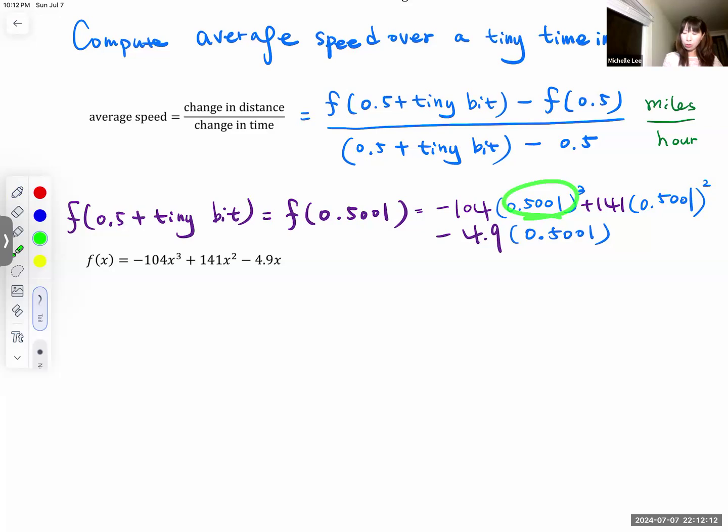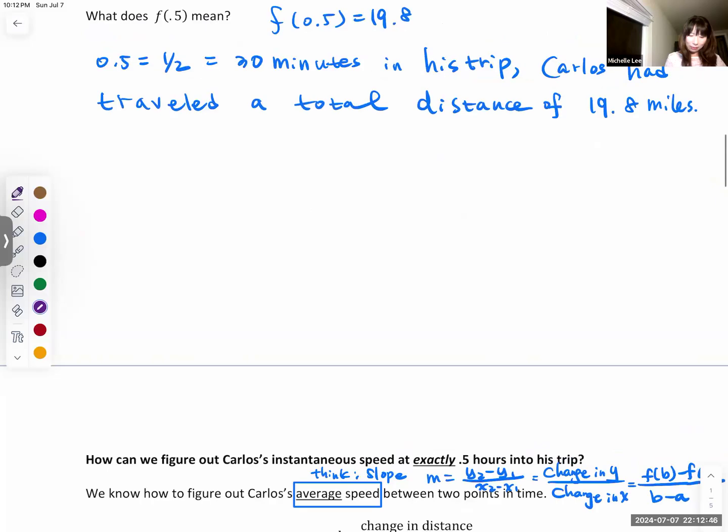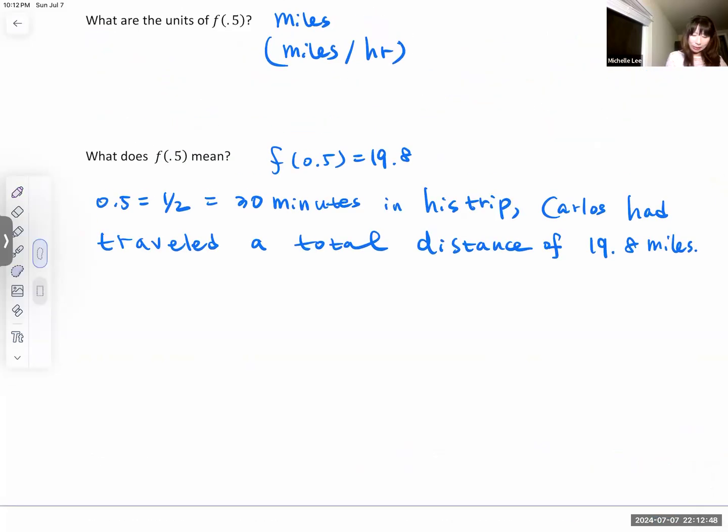Okay, I showed you how to calculate, right? But you can use decimals. So there will be everything, so 19.8058. Yeah, this is miles. Okay, then we had earlier f of 0.5, right? So f of 0.5 is 19.8 miles.